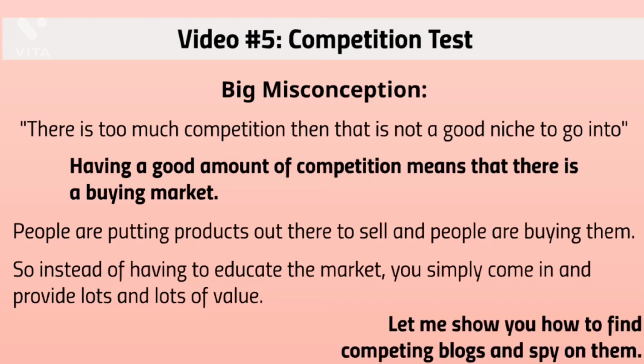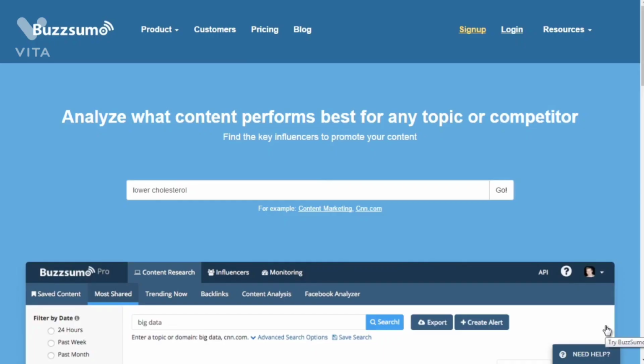So let me go ahead and show you how to find competing blogs and spy on them to do the necessary competitive intelligence. Technically you can go to google.com and search for blogs in your niche. But a tool that I like to use is called buzzsumo.com. The reason I like this is because the site literally analyzes the content that performs the best within the niche. So this is really going to help shortcut things for you.